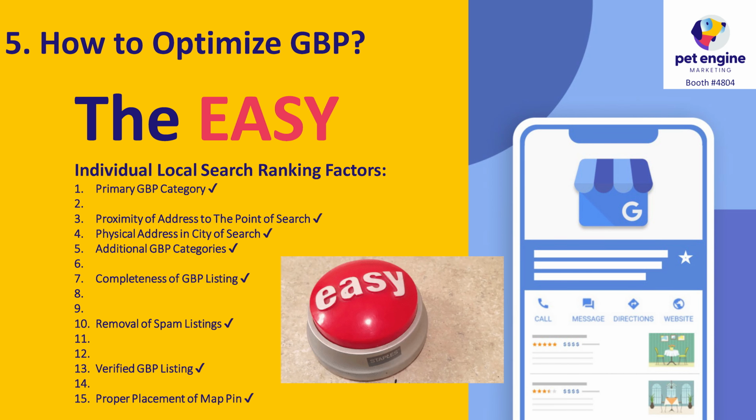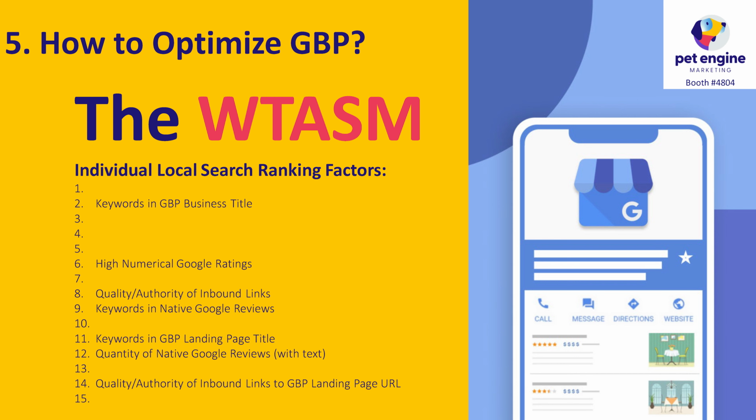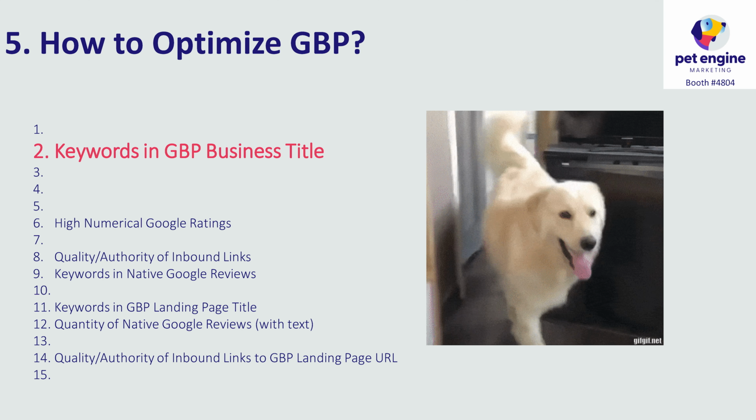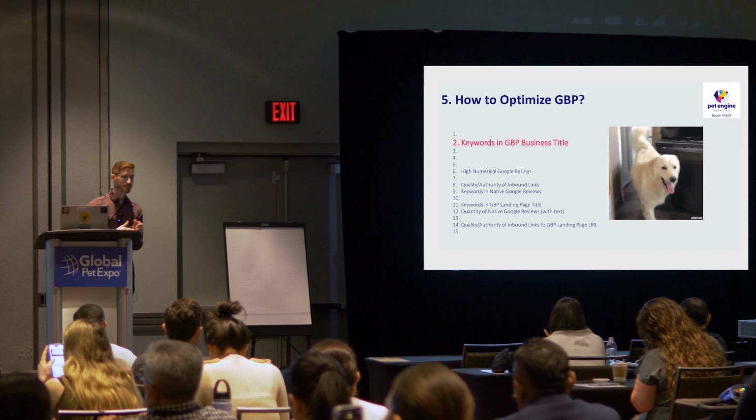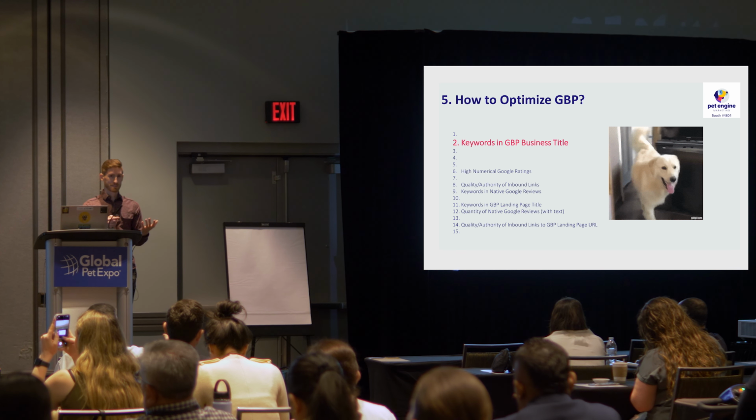Okay, all done with the easy ones. Let's talk about the WATASM factors. All right, so keywords in the Google Business Profile business title. I know I was just talking about this 30 seconds ago. What about these name changes? What makes it okay, right?